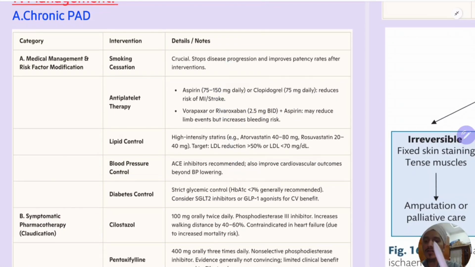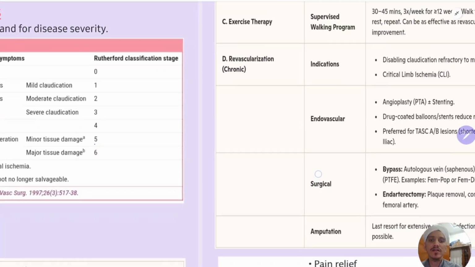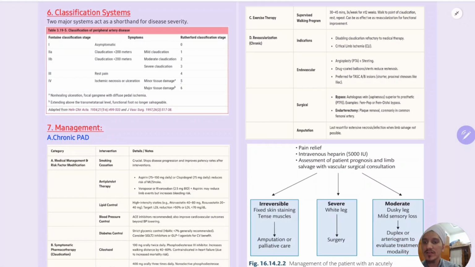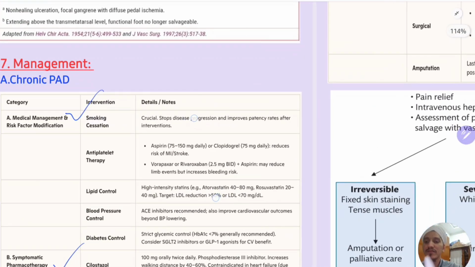It can be divided into four, as you can see here. The one is medical management and risk factor modification. Second is symptomatic pharmacotherapy for pain of claudication. Third is exercise therapy. Fourth one is revascularization. Okay, these are the four things we will discuss one by one.